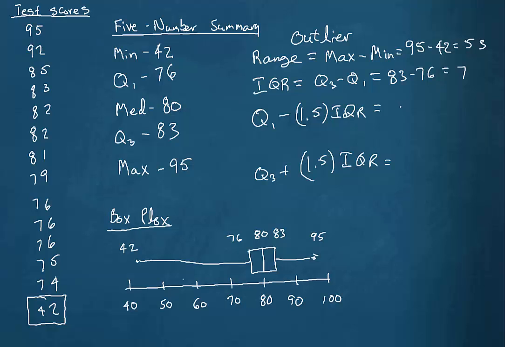So if we go ahead and perform these calculations, we'd have 76 minus 1.5 times 7, which will give us 76 minus 10.5, which is going to give us 65.5. Now we'll do a very similar calculation, only this time we will add 1.5 times the IQR to the third quartile.